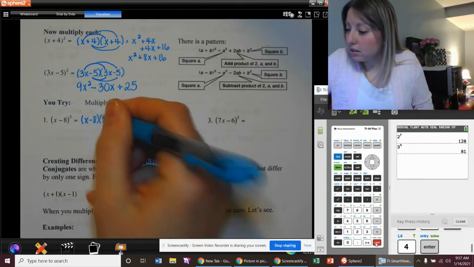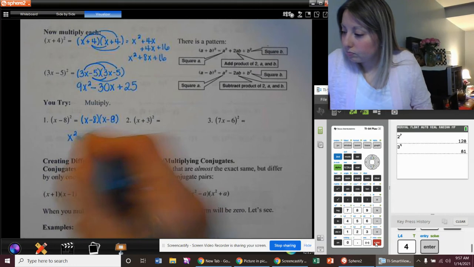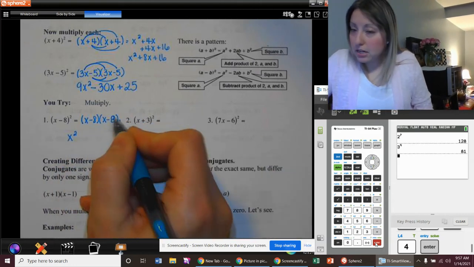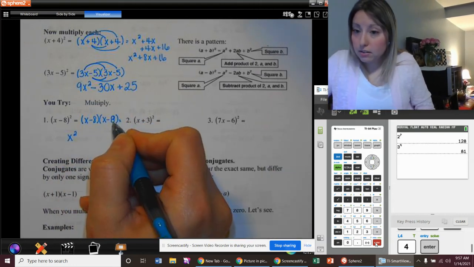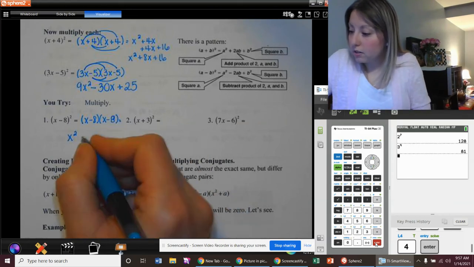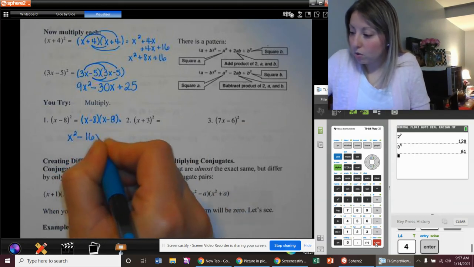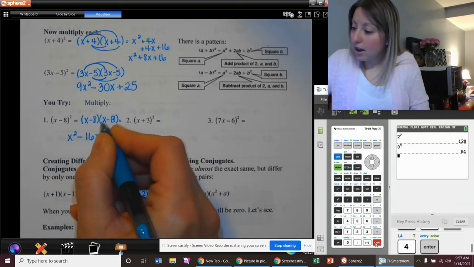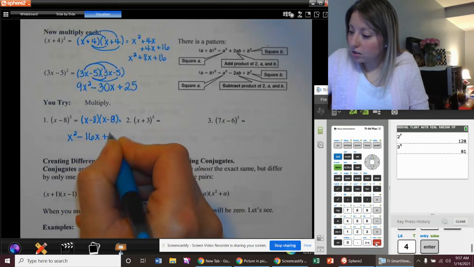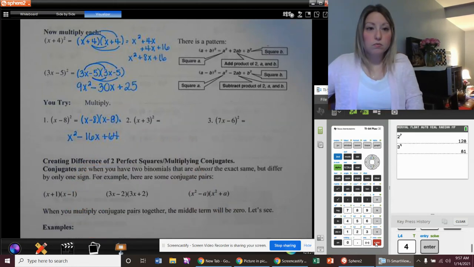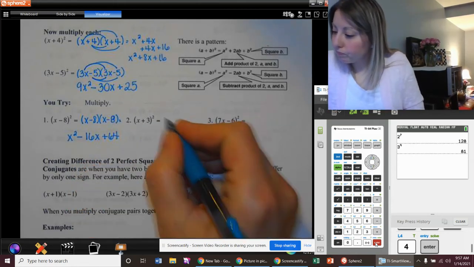x times x is x squared. x times negative 8 is negative 8x. Negative 8x times 2 is negative 16x, because I would have done that again here. And then negative 8 times negative 8 is positive 64 in the end. There you go. Let's do it again.